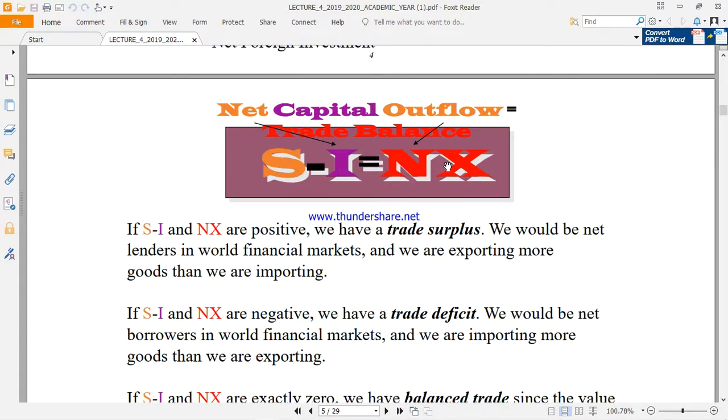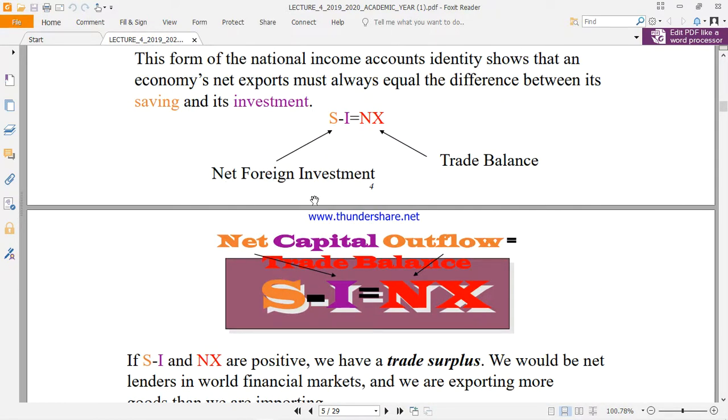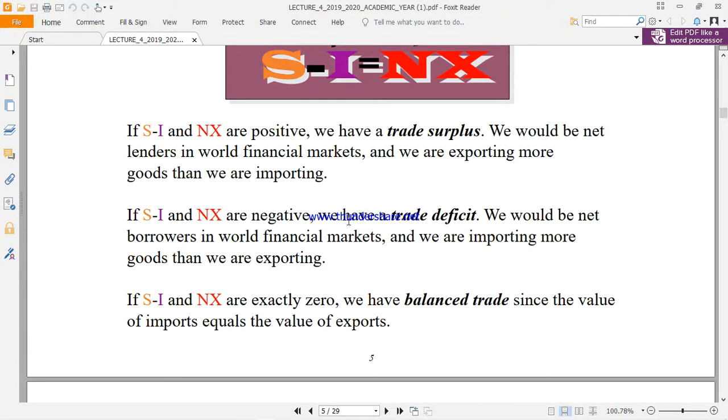So we are saying that net capital outflow can also be called net foreign investment. It's the same thing. Savings minus investment is net foreign investment, and it can also be called net capital outflow because it is the difference between what we save and what we invest. And we know that in most cases in economics, whenever we're talking about investment, we're talking about coming up with things that were never in existence. So that is why we're bringing in the issue of capital. So net capital outflow is equal to the trade balance, and the trade balance is just the difference between exports and imports.